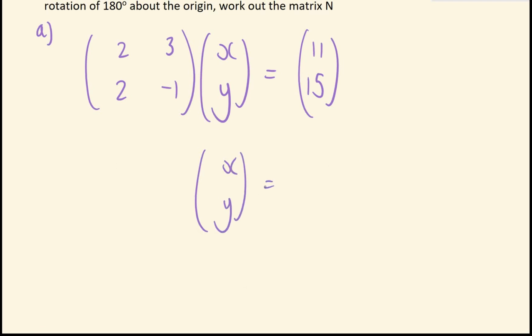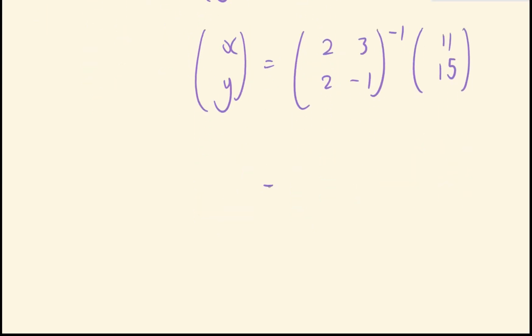So x, y will equal the inverse of this matrix. Again, always put it at the front, times by 11, 15. We can now work out this inverse. So the determinant, I've got minus 2, minus 6, which gives me 1 over minus 8. These two swap places, and these two swap signs.